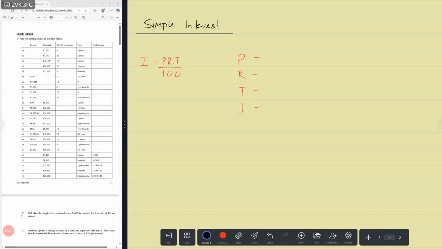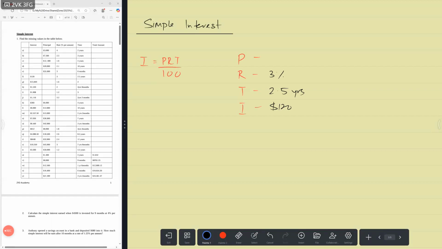This time around, I'm going through a second worked example on simple interest. We're going to look at number 1F in this worksheet that you see on the left hand side. Parameters given: the interest is $120. Principal is missing, the rate is 3%, and the time is 2.5 years. Your job is to find the principal and the total amount.